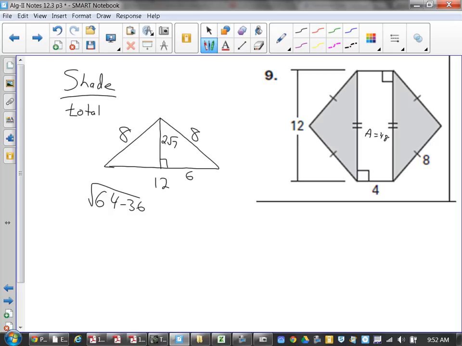Does it have to be 2 root 7 or can it be a decimal? It's not the end of the world, to be honest with you, because you're winding up with a decimal when you're done. I usually write things in roots if I can, just because it's cleaner. It's less rounding error, if you look at it that way.